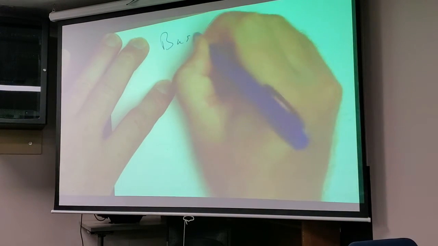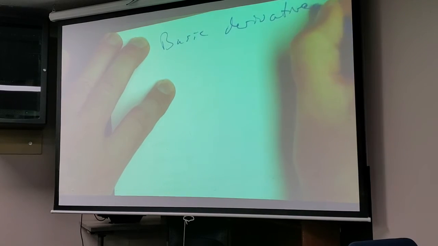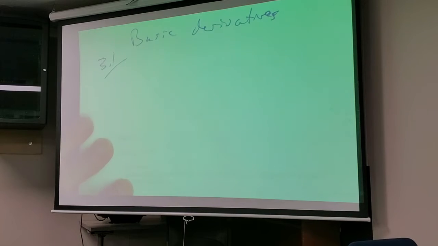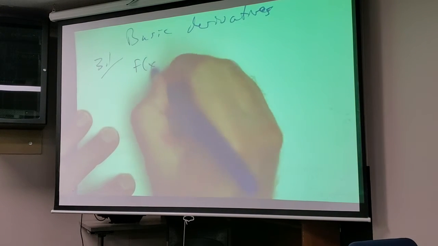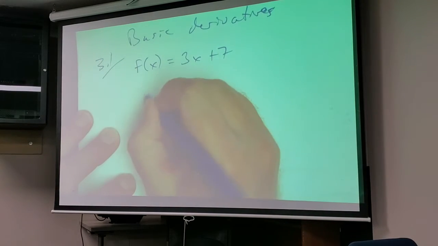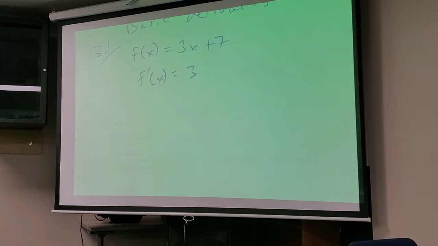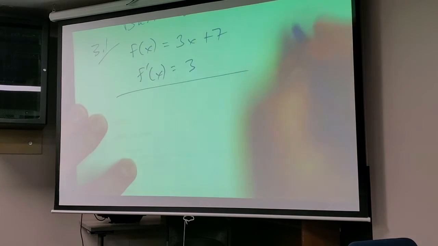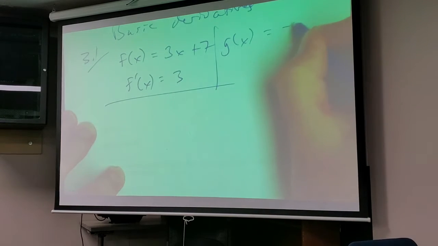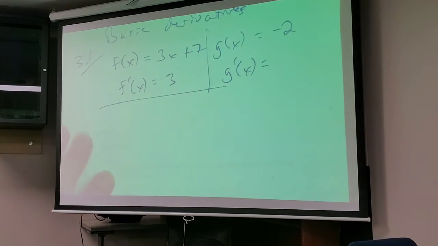Okay, let's do this. What we saw last time, so basic derivatives. 3.1, definitely. And we sort of got into 3.1 last time a little bit. Can somebody just tell me what this is here? What would f prime be for that? Without doing any work. Totally, because f prime means slope. So why would you do a ton of work when you can just look at it and tell what the slope is? What about this? What if g of x is negative 2? What's g prime? Zero. It's a flat line, right? So that derivative is zero.